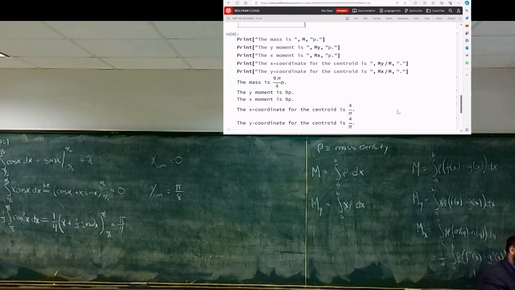That's what you should have gotten. Mass is 9 pi over 4. Both moments are 9 if you take rho to be 1. And the center of mass is located at 4 over pi, 4 over pi. So for the mass, it's the integral of the square root, right? Which would normally require trig sub.